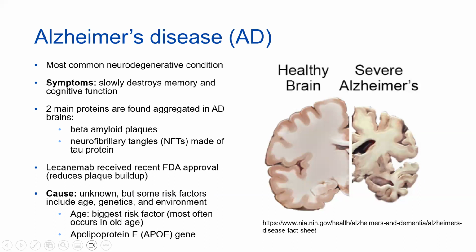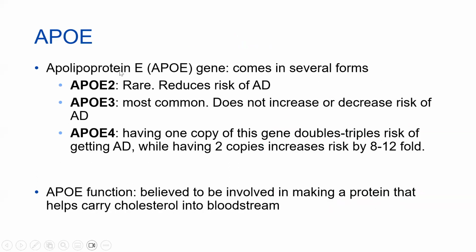Some genetic risk factors surround apolipoprotein E. We'll get into that a little more in the next slide. So apolipoprotein E, or ApoE, is a gene that comes in several forms, ApoE2, 3, and 4. If you have a copy of ApoE2, this is actually quite rare to have and is believed to increase your resilience against getting Alzheimer's disease. So it reduces your risk.